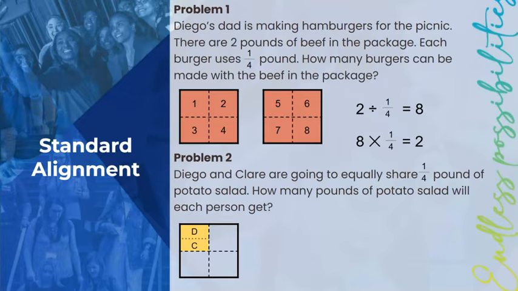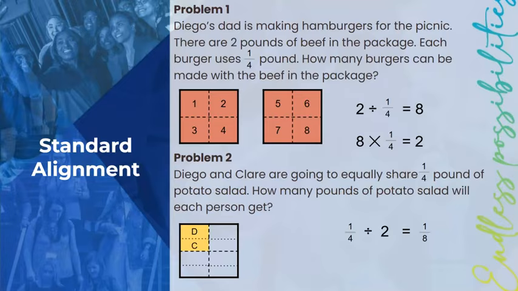To know what fraction represents the pieces, we need to partition the whole into the same size pieces. Since the first fourth was partitioned into 2 equal parts, then all of the fourths in the whole need to be partitioned into 2 equal parts. Then we can see that the whole is partitioned into 8 equal parts, and Claire and Diego will each get 1/8. We started with a total of 1/4 pound of potato salad and divided it into 2 groups. So 1/4 divided by 2 is equal to 1/8 pound of potato salad.